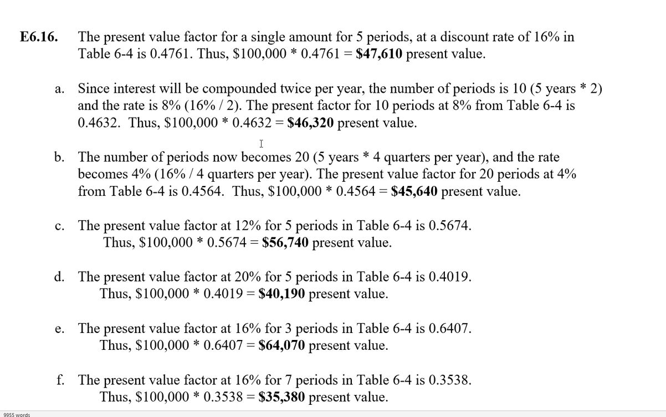And then guys, it could also be that you are compounding quarterly instead of semi-annually. And if you were to do that, then you would take your number of periods and make it 20. And then you would divide 16% by 4 quarters to get that 4%. And then you would look in the columns on table 6.4 to get this factor, to get a different present value once again.